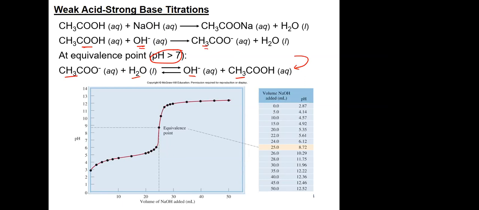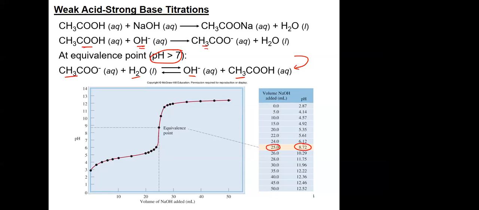Remember the salt that we have? If the salt comes from a strong base and a weak acid, your salt will become basic. So the same thing here. The example that we have here is at equivalence point, the pH that you have is 8.72.